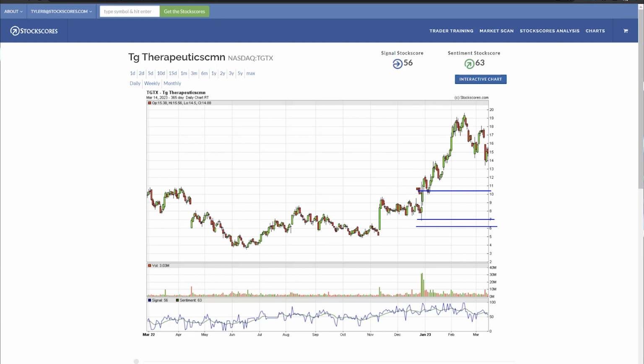You know, in this example, if our entry is at 10.50 and our stop is down here at 6.50, that's $4 a share in risk. If you buy 1,000 shares of that stock, that means your risk is $4,000.